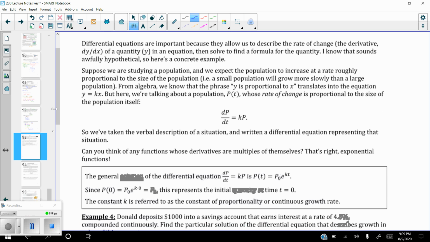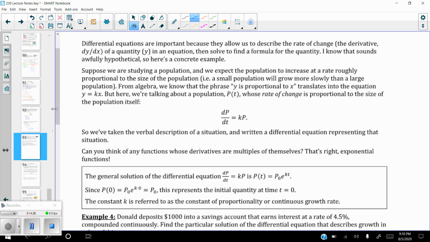All right, so differential equations are important because they allow us to describe the rate of change or the derivative of a quantity in an equation, then solve to find a formula for that quantity. So that sounds a little hypothetical. I understand that. A concrete example is, suppose we're studying population. We expect the population to increase at a rate roughly proportional to the size of the population, meaning that a small population is going to grow more slowly than a large population will.